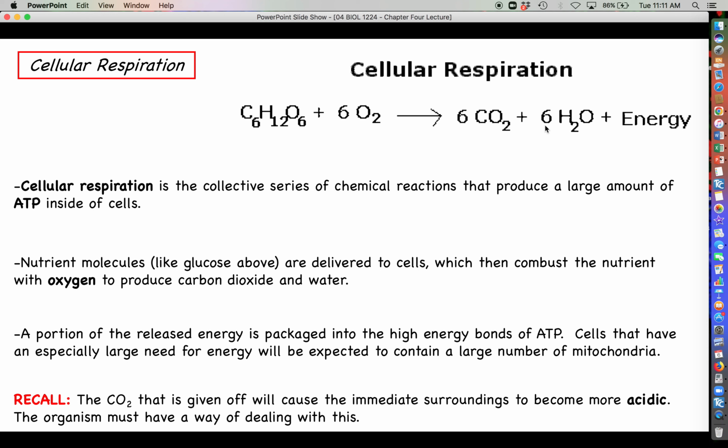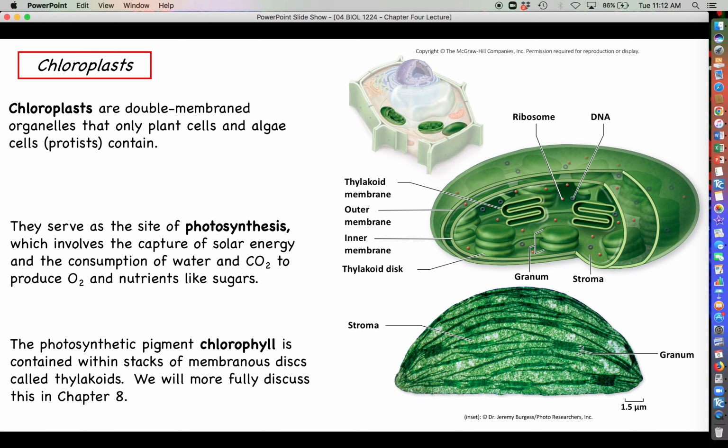And then one other thing to take note of, and this is something that we talked about in a previous chapter, the fact that carbon dioxide is released as a byproduct of cellular respiration is cause for concern because we saw before that carbon dioxide, by becoming carbonic acid once it hits an aqueous medium, can cause the surroundings to become more acidic. So the organism that performs cellular respiration is going to have some sort of way of dealing with that, of making sure that the pH does not change too terribly much.